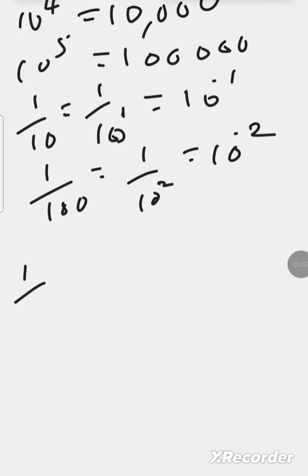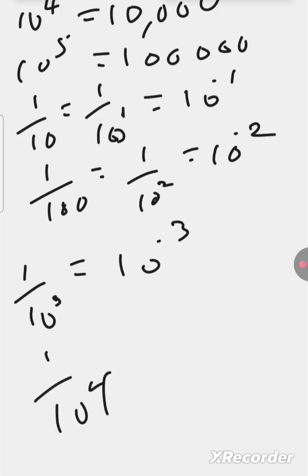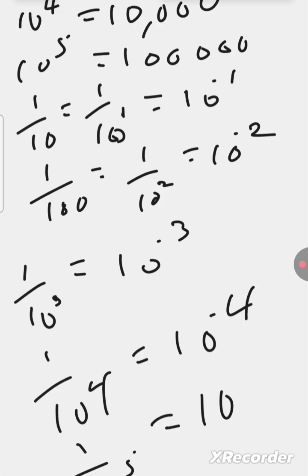1 over 10 power 3, which is 1 over 1,000, can also be written as 10 power negative 3. 1 over 10 power 4 will be equal to 10 power negative 4. 1 over 10 power 5 will be the same as 10 power negative 5.